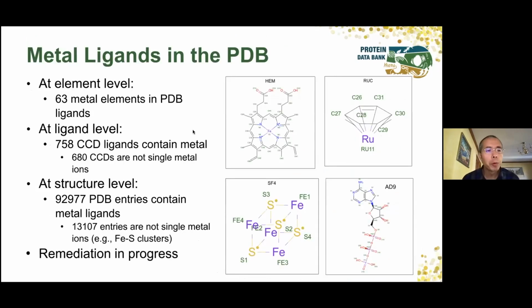We are now reviewing the metallic ligands in the PDB. There are 63 metal elements in the PDB. Some of them are single metal ions, like zinc, whatever. But beyond that, we have complex metallic ligands, such as the one on the right, and hundreds of PDB entries with them. So we're working to review this and make sure they're represented in a consistent way.